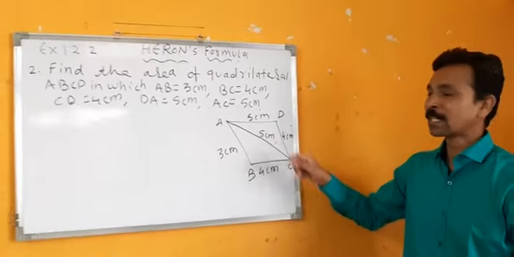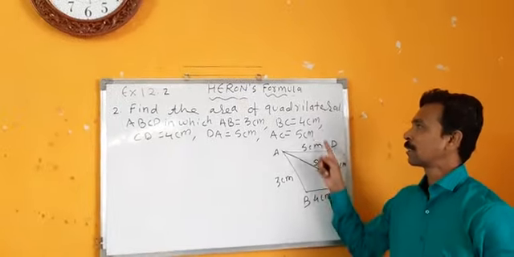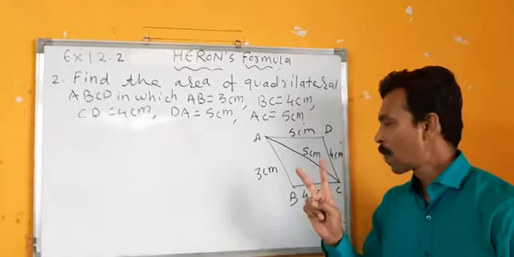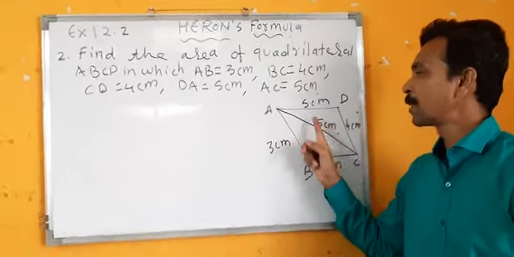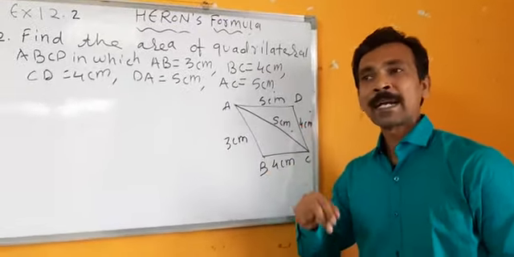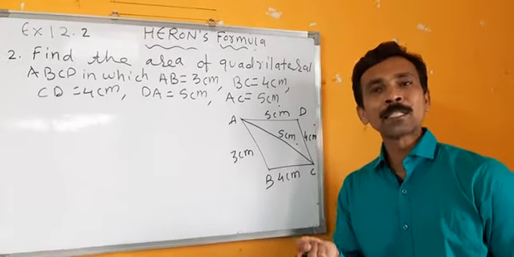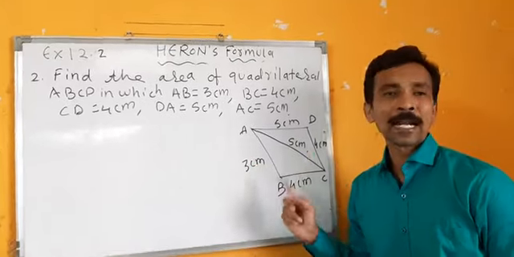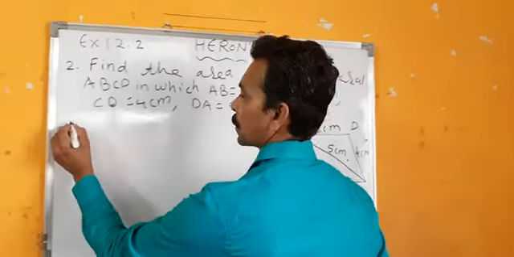Now if you look at this figure, it is a quadrilateral. But in a quadrilateral how many triangles are there? 2. Now what we'll do, we'll find the area of both the triangles one after the other by taking it as case 1 and case 2. And then when we get the area of both the triangles, we will add them.